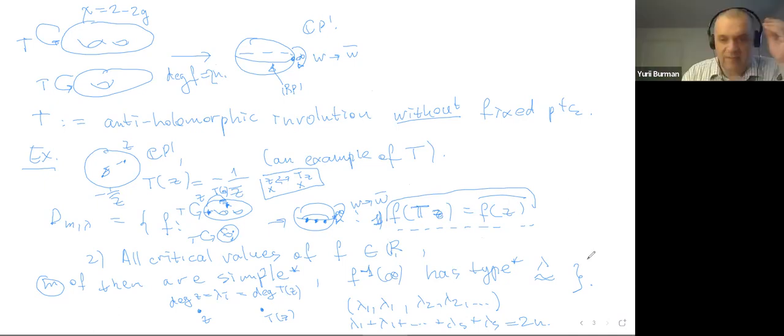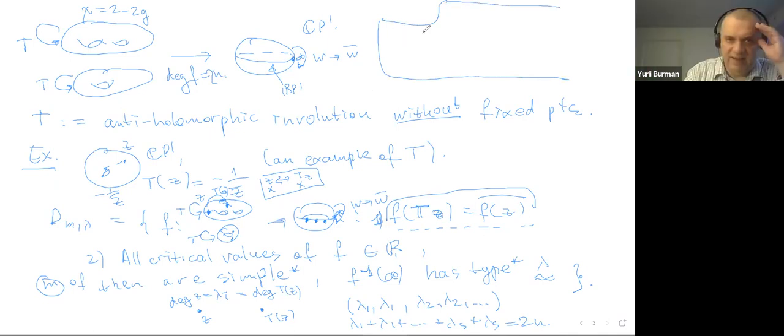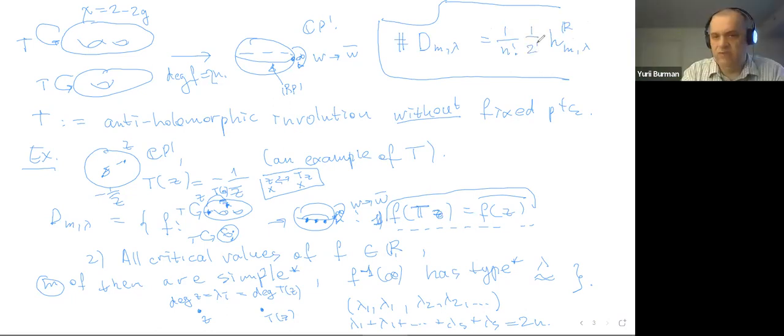Great. And my claim is that these two definitions give the same numbers, namely the number of equivalence classes in DM lambda is 1 over n factorial. Sorry, it's n factorial Hurwitz number divided by 2 to the n. This division is something new, something that was not in the complex case. I will explain why it is here and why the equality takes place at all.